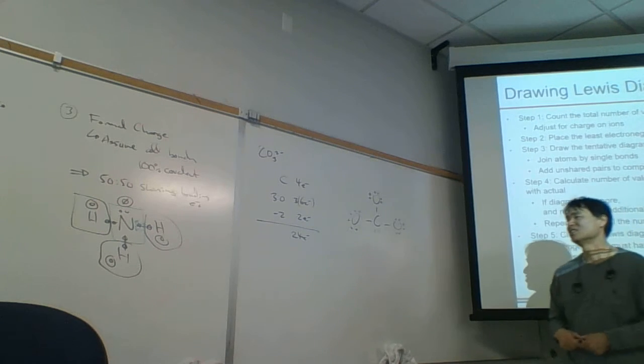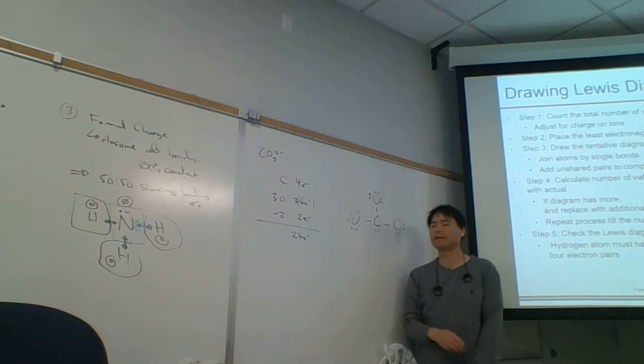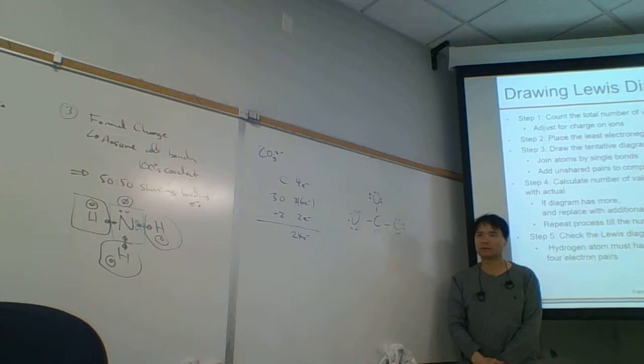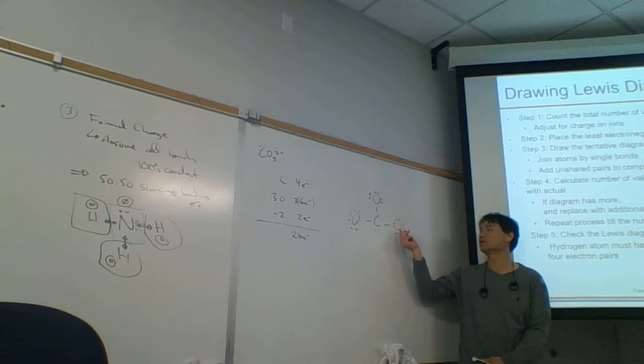26 electrons. I have 2 electrons too many, so somebody's got to lose. Who should I take them from? Should I take the electrons from oxygen or carbon? Carbon. Why carbon?